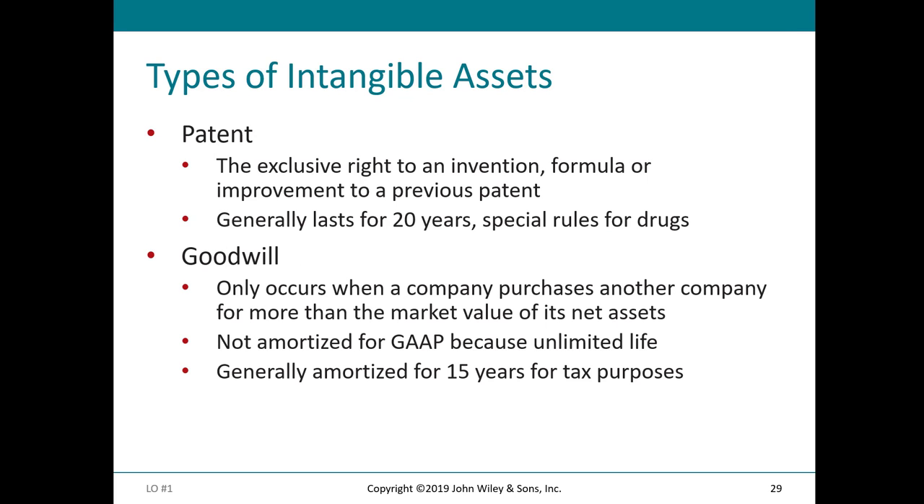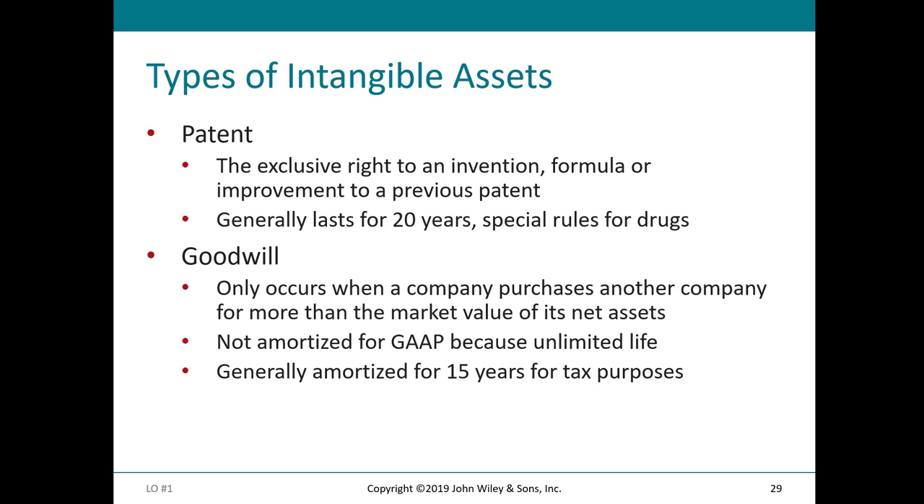The next type of intangible asset is a patent. A patent is the exclusive right to an invention, formula, or improvement to a previous patent. A patent generally lasts for 20 years. There are special rules for drugs.